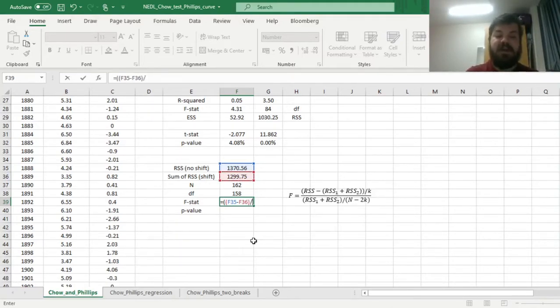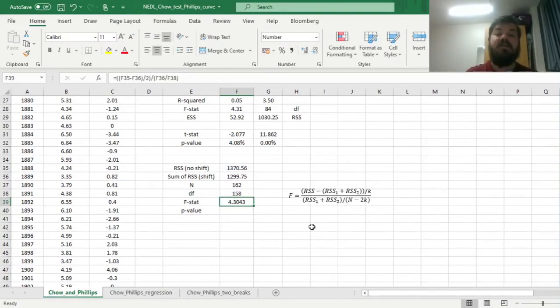And we need to divide it by the number of parameters we've got in our model, and this is 2, because it's just an intercept and slope. And in the denominator, we have got, again, the unexplained variance that is remaining, so sum of residual squared sum across the two models on subsamples, divided by the final number of the degrees of freedom in the long model, and it's 158. And we close the parentheses and can calculate our f-stat, which is around 4.3.